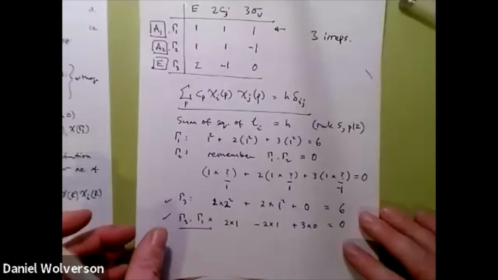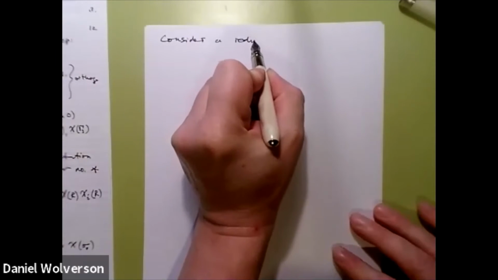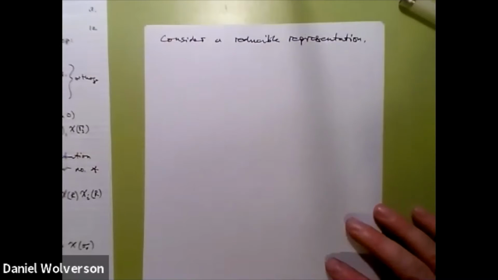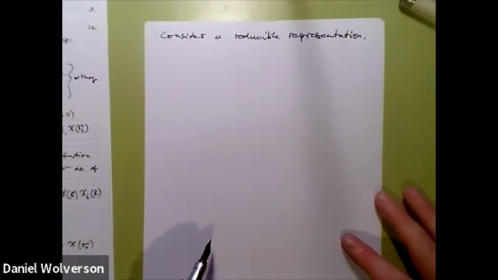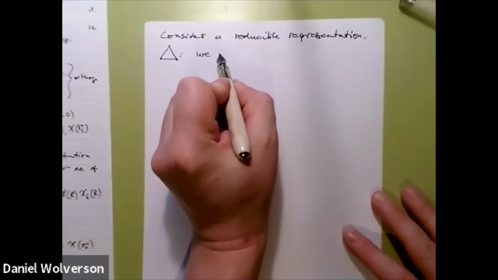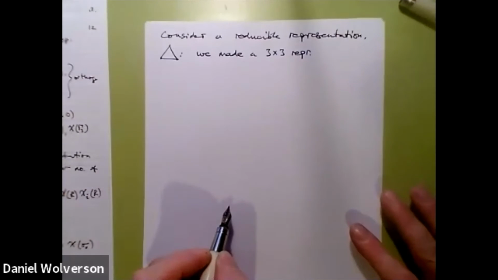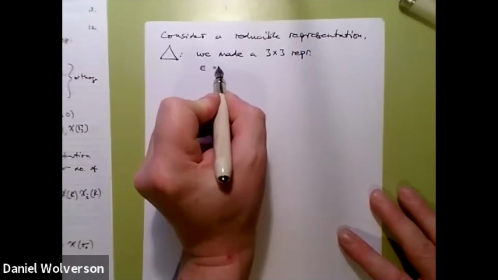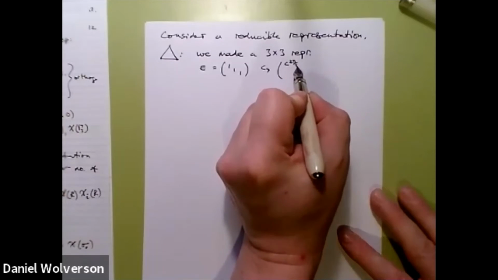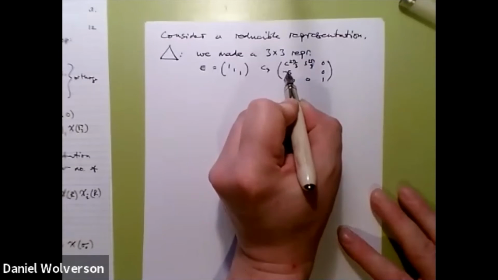So if we consider now a reducible representation, well, I've got to make up one. We'll stick with the triangle group. We did make a 3 by 3 representation previously. So the identity element was the 3 by 3 identity matrix. C3 was cos 2 pi by 3, sine 2 pi by 3, 0, then minus sine, cos, 0, and 0, 0, 1.